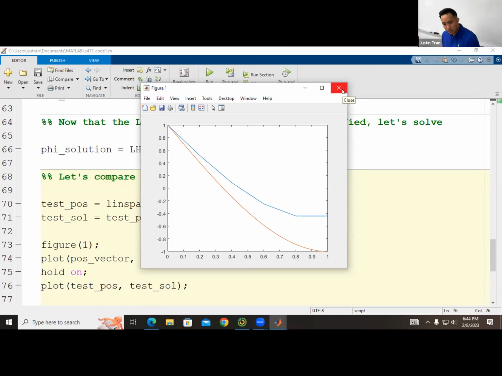What you should see is that if we took this solution and, instead of 6 nodes, increased the number of nodes to say 50, then this solution actually gets much closer to the exact solution.